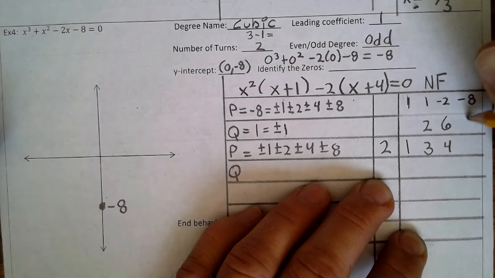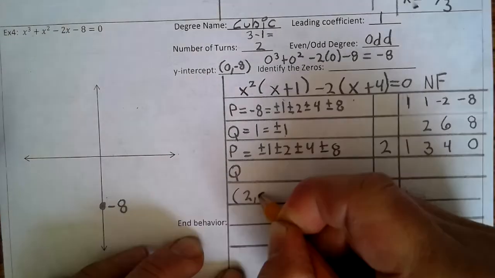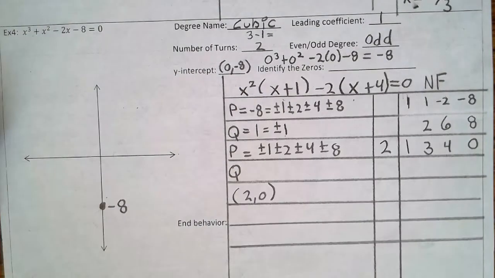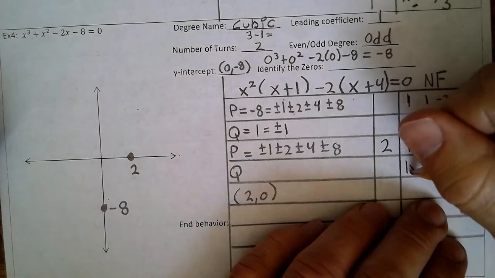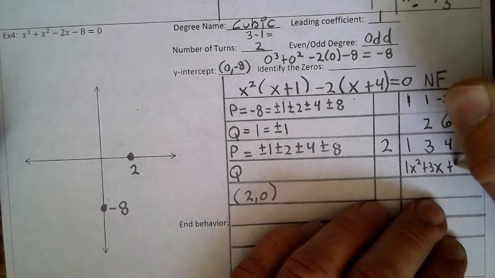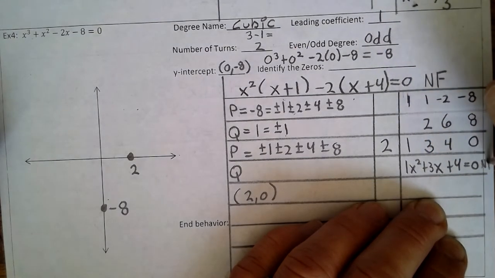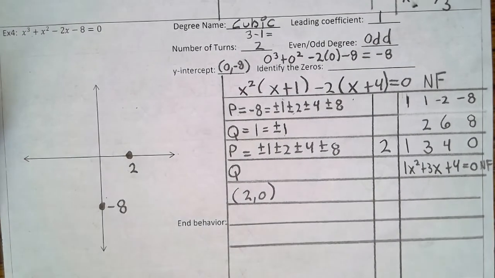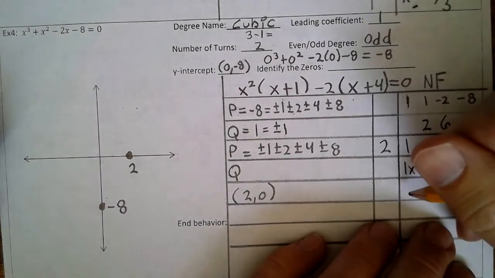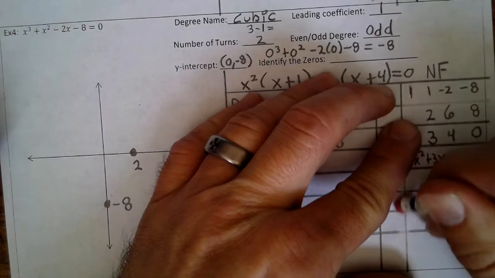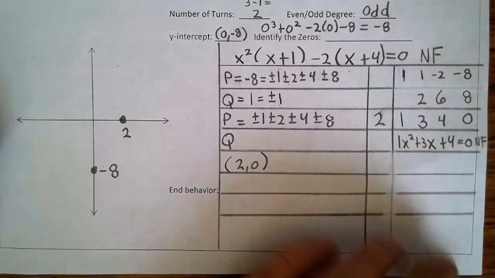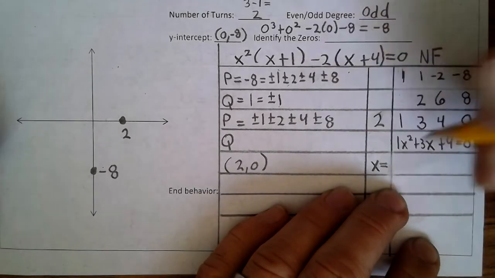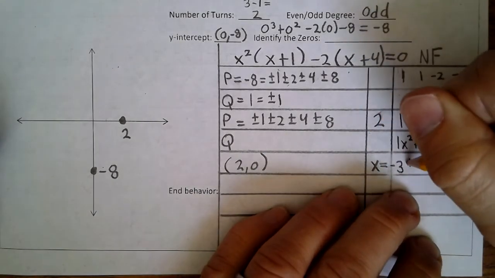Okay, now we have 1x squared plus 3x plus 4, which is not factorable. So now we need to use the quadratic formula. And I think I can steal some space from here to do it. All right, so x equals -3 plus or minus the square root of 3 squared minus 4 times 1 times 4, divided by 2 times 1.